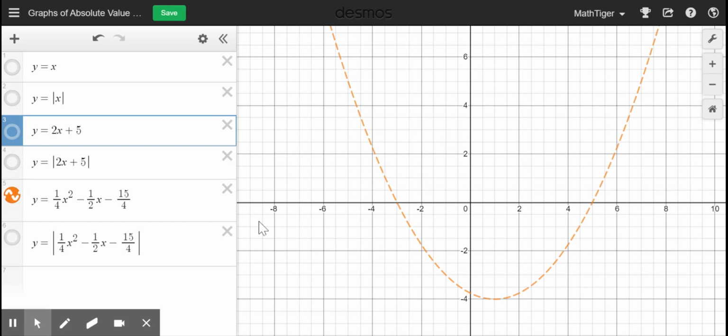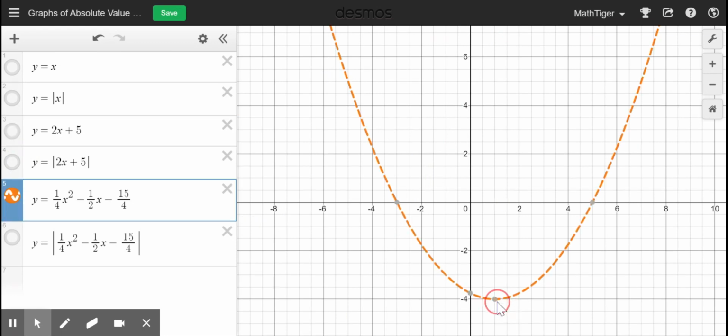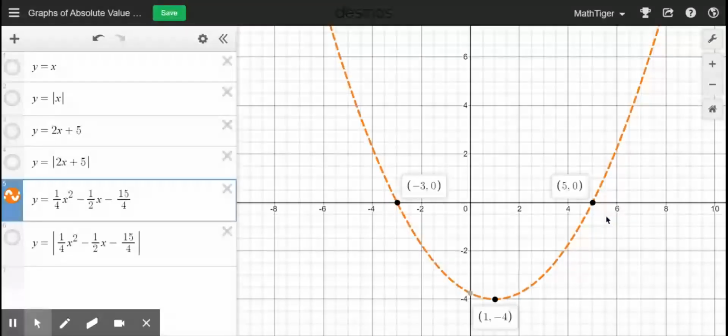Last one, let's take a look at a quadratic now. So this is a quadratic. We have a vertex at (1, -4). We have two x-intercepts here. So one of them is (-3, 0), and one of them is (5, 0). Just before I look at the absolute value, just try and picture in your head what this is going to look like for the absolute value function.